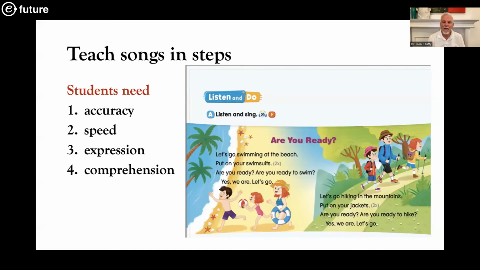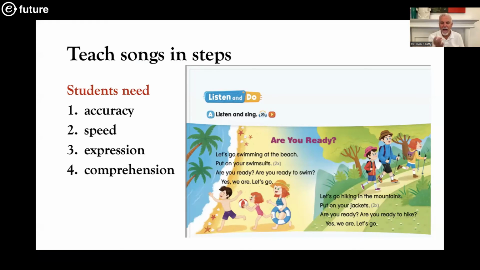Okay, so teach songs in steps. How? Well, let's go back to those 4 aspects of fluency again. Accuracy, how do you say the words correctly? Speed, how do you go quickly through it and make sure you're keeping up? How do you express it? So, let's go swimming at the beach, so showing some excitement, emotion about what they're saying. And comprehension, make sure you really, really understand what all of the words are and how all of the words go together.